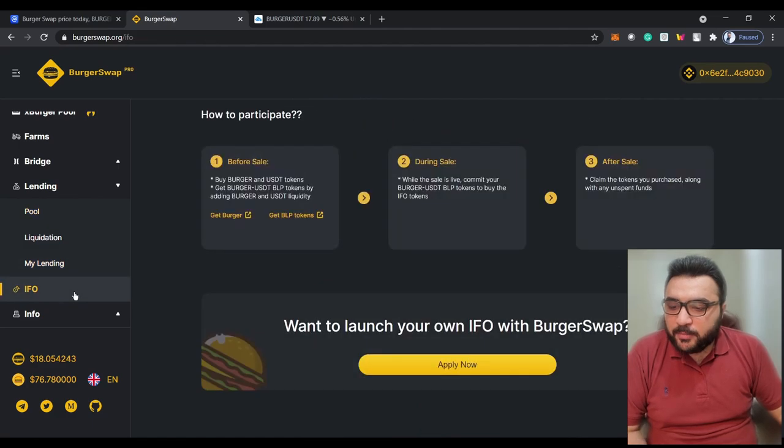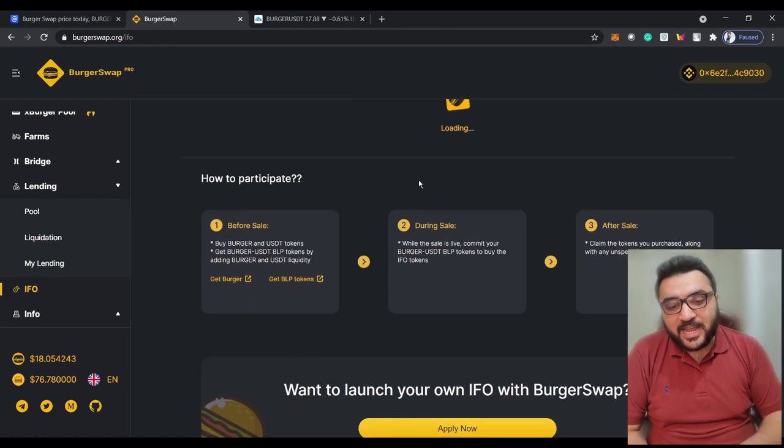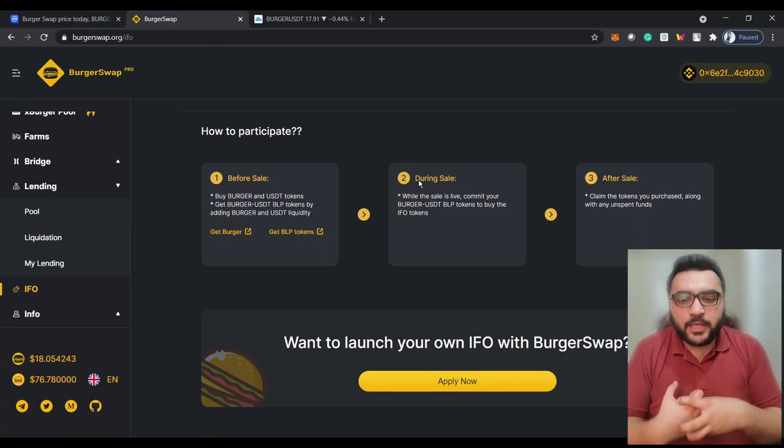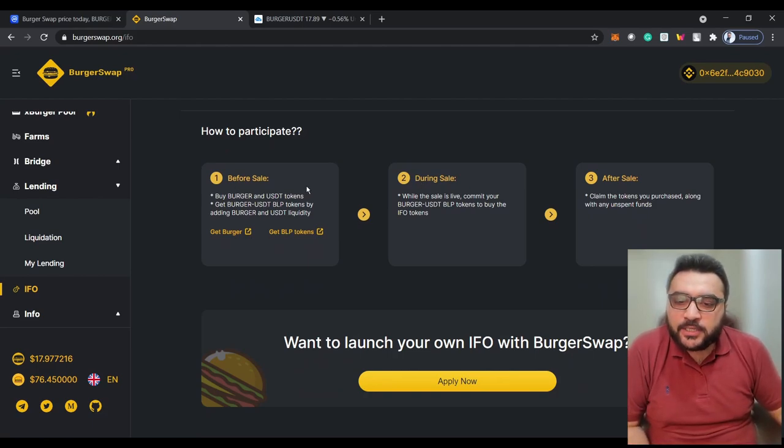Okay, one important thing that's left is the IPO, or IFO, as they've stated, the initial farm offering. So what's going to happen is, if they plan to launch a token on their platform, you'll have to follow these instructions, as in you'll have to buy Burger and USDT tokens.